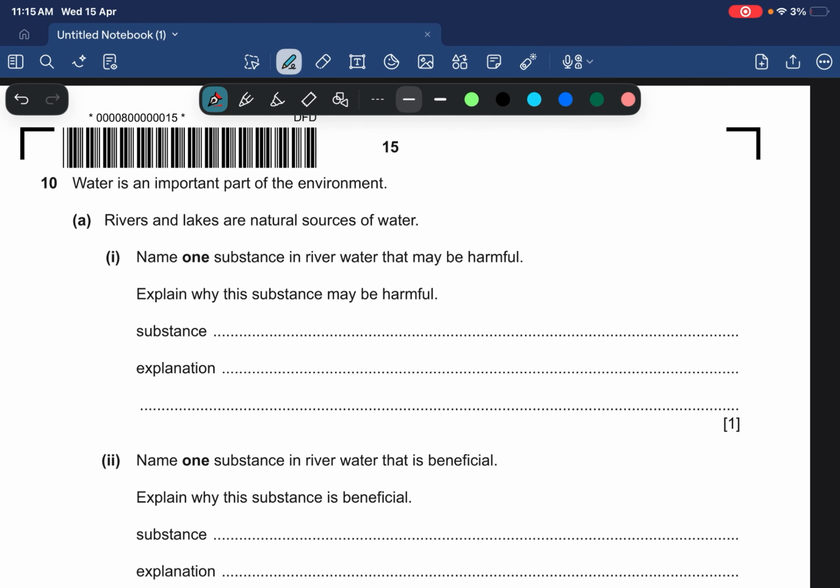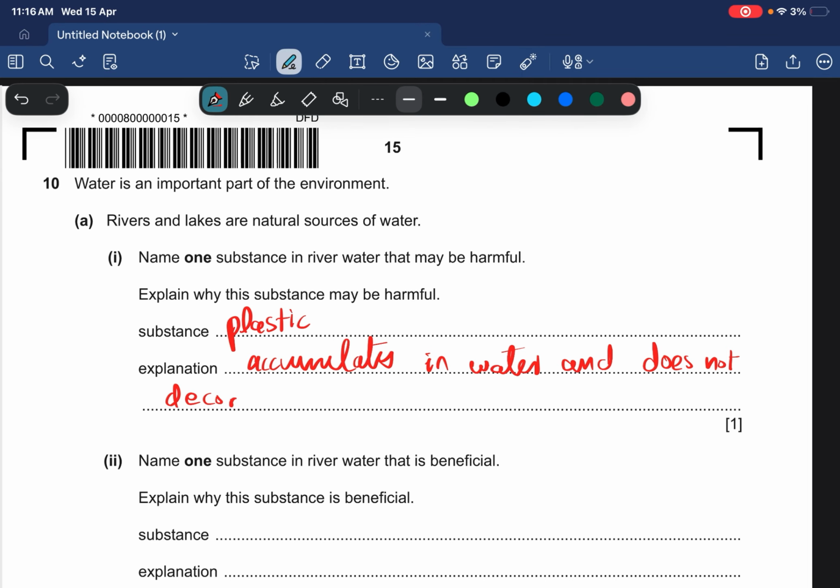Water is important as part of the environment. River and lakes are natural source of water. Name one substance in water that may be harmful. Explain why this substance may be harmful. Plastic, metals. Substance is plastic, and my explanation is going to be accumulates in water and does not decompose. So it is dangerous for marine life.